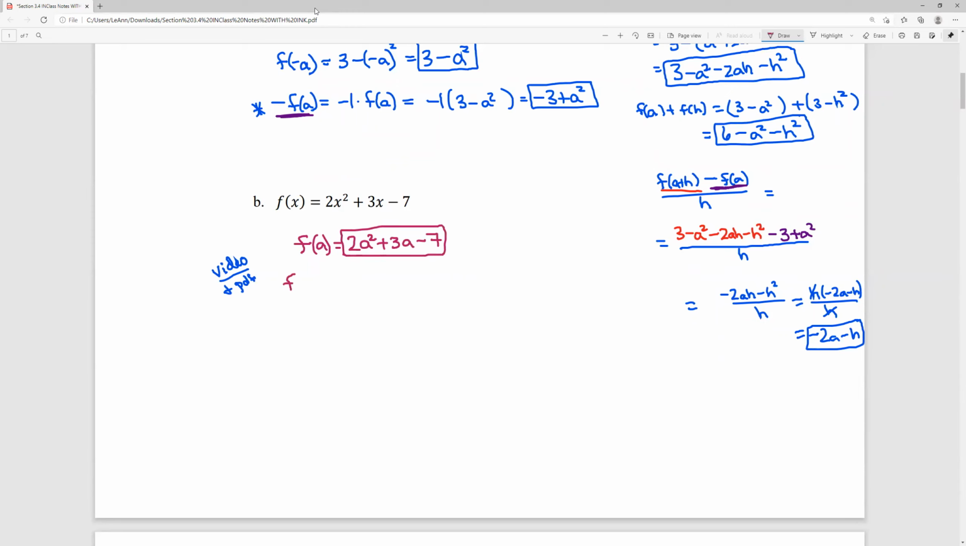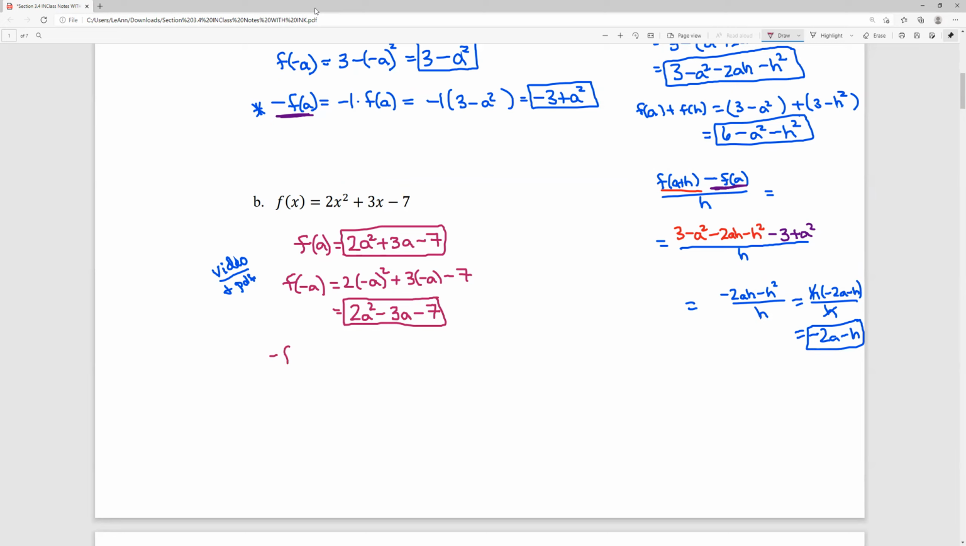The second evaluation we were supposed to do was f of negative a. When you plug in a negative a, it's very important to put it in parentheses so that you can evaluate it, especially if there's an exponent. We need to make sure we take care of that first. If you square a negative, you're going to get a positive, so that's just going to end up staying 2a squared. If you multiply negative a times positive 3, you're going to get negative 3a, and then you have your minus 7. Again, no like terms, so nothing we can combine.